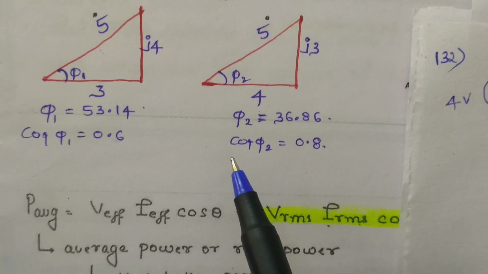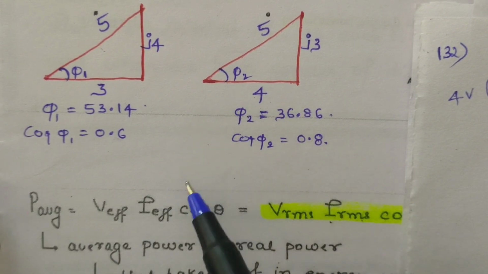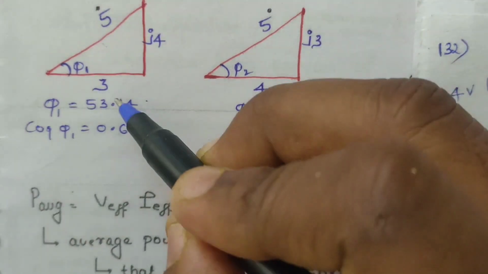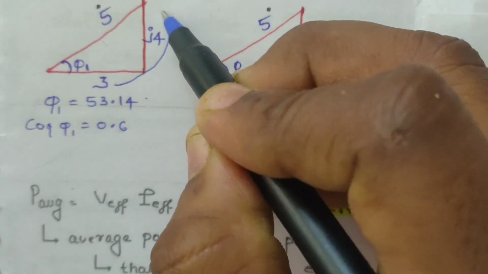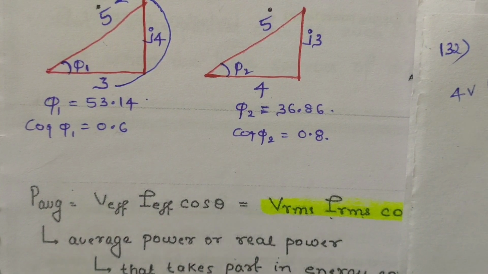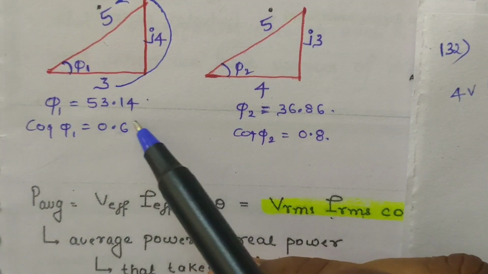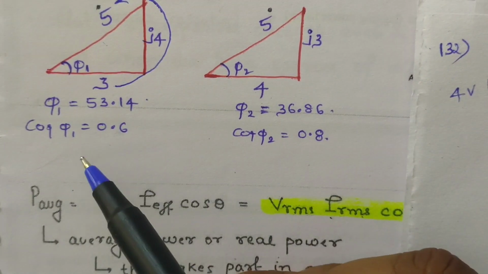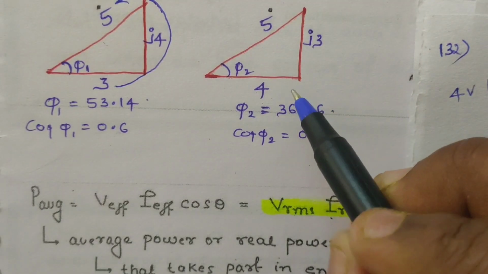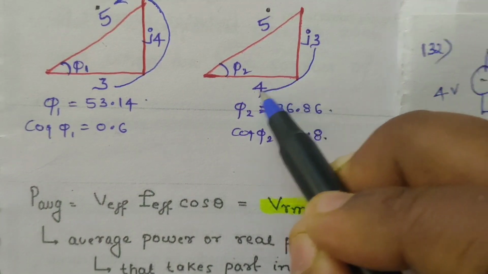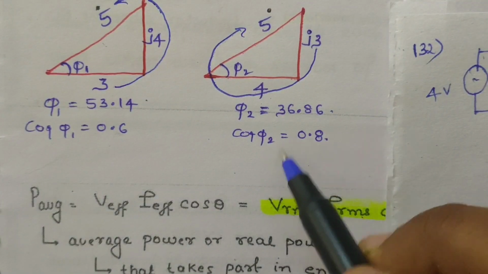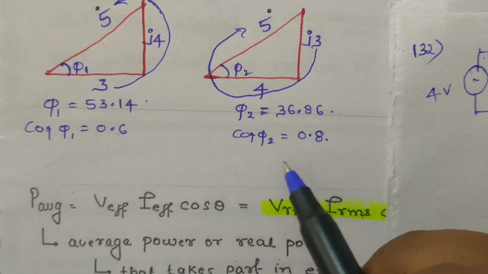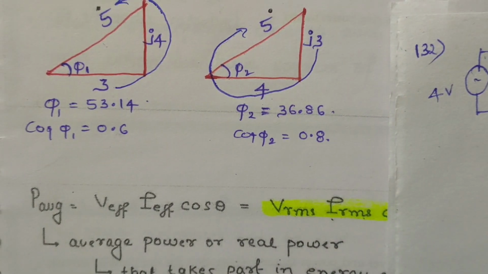This is one important diagram in electrical engineering. If the numbers 3, 4, 5 rotate serially in the anti-clockwise direction, directly you should write phi 1 is equal to 53.14 and cos phi is 0.6. If these numbers rotate serially in the clockwise direction, you should write phi 2 as 36.86, and cos phi is 0.8.